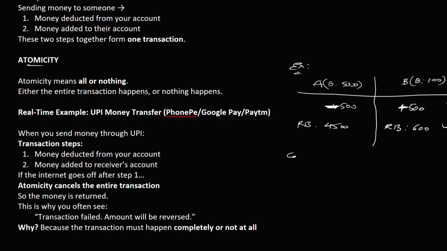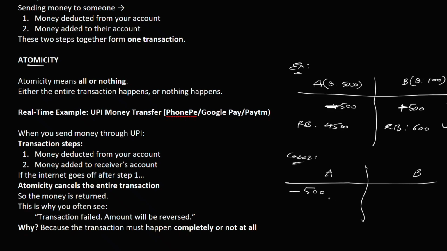And there is another case. Case 2: A is transferring 500 to B. Now the amount 500 is deducted from A's account, but after this step, suddenly the internet goes off and it will not reflect in B's account. It will show an error message saying that the transaction has failed, so the amount will be reversed.